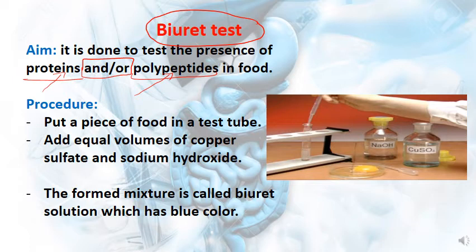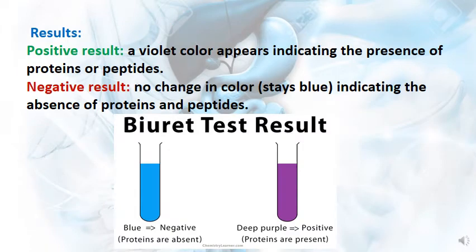What is the procedure? Put a piece of food in a test tube, add equal volumes, meaning equal drops, let's say, of copper sulfate, CuSO4, and sodium hydroxide, NaOH. This mixture is called the Biuret solution, and it has blue color. So the Biuret test is done to test the presence of proteins and/or polypeptides.